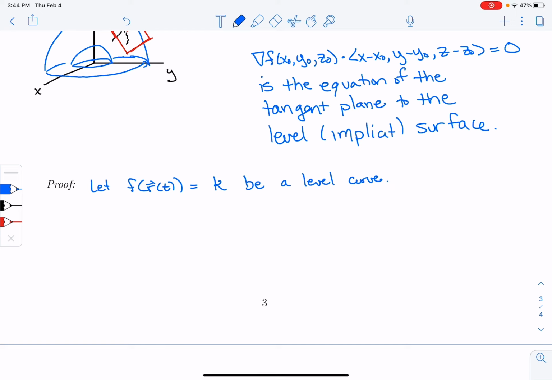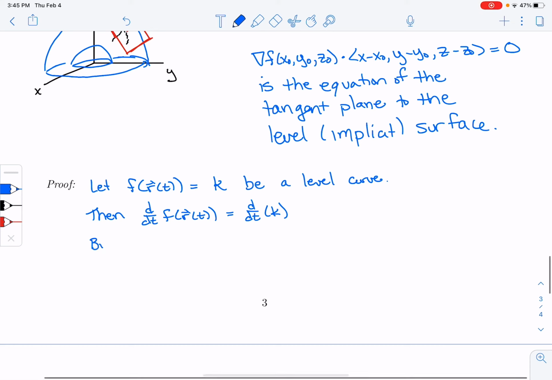Okay, so that's a differentiable curve on our level set. Then if I take the derivative of both sides, I get the derivative of f of r of t equals the derivative of that constant k. On the left side, we have the chain rule.